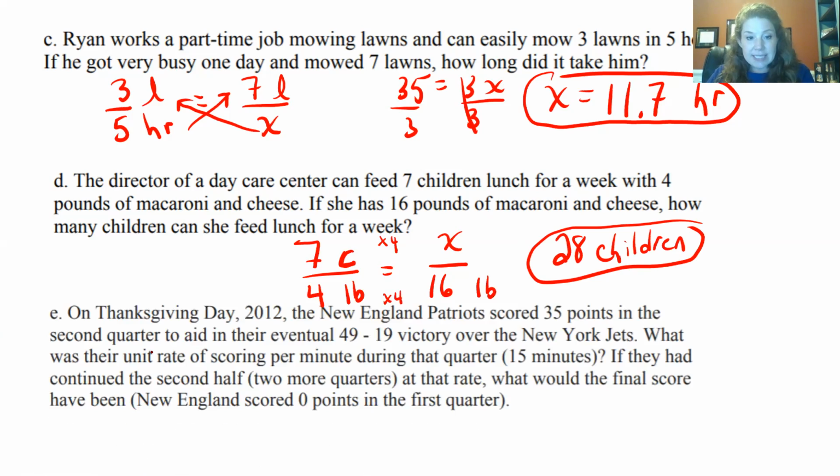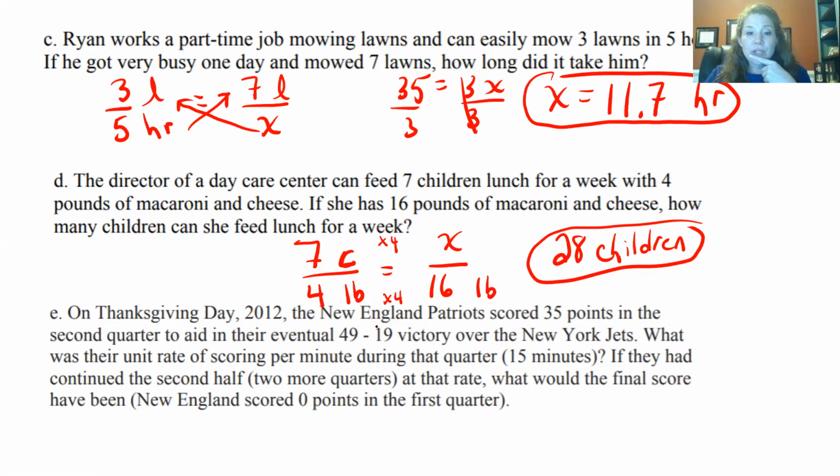Letter E. On Thanksgiving Day 2012, the New England Patriots scored 35 points in the second quarter to aid in their eventual 49-19 victory over the New York Giants. What was their unit rate of scoring per minute during that quarter? If they had continued the second half, 2 more quarters at that rate, what would the final score have been? New England scored 0 points in the first quarter. Well, that's a lot of information.